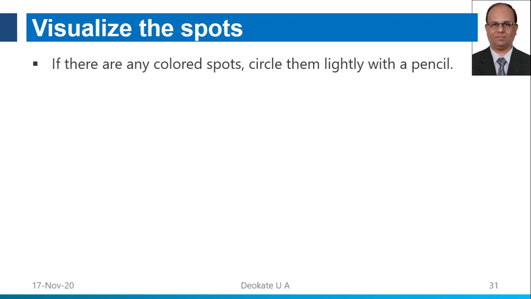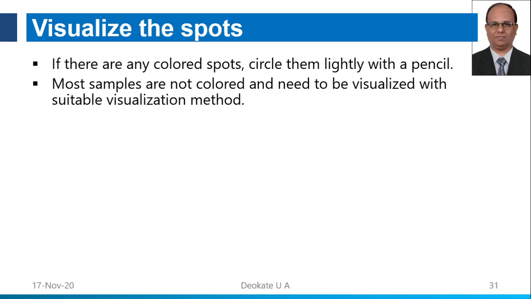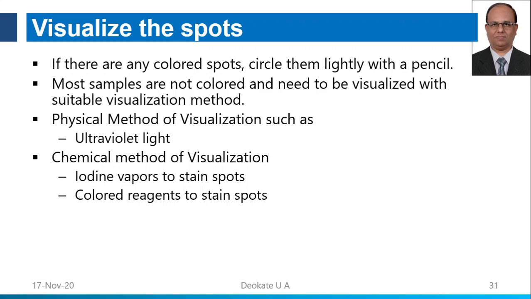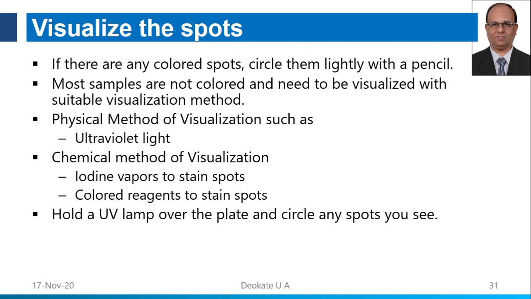After that, the visualization of spots. If there are any colored spots, circle them lightly with a pencil. Most samples are not colored and need to be visualized with a suitable visualizing method. Two types of visualization methods are available. One is called the physical method of visualization, such as using ultraviolet light, or the chemical method of visualization, where we can use iodine vapor to stain the spots or a color reagent to stain the spots.